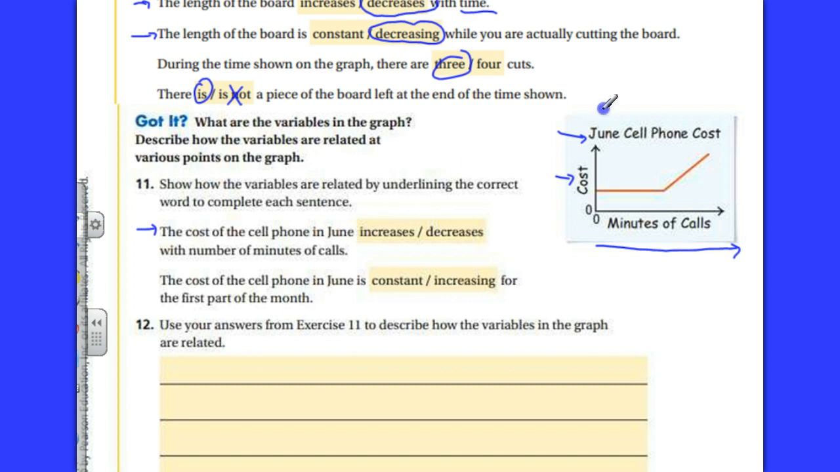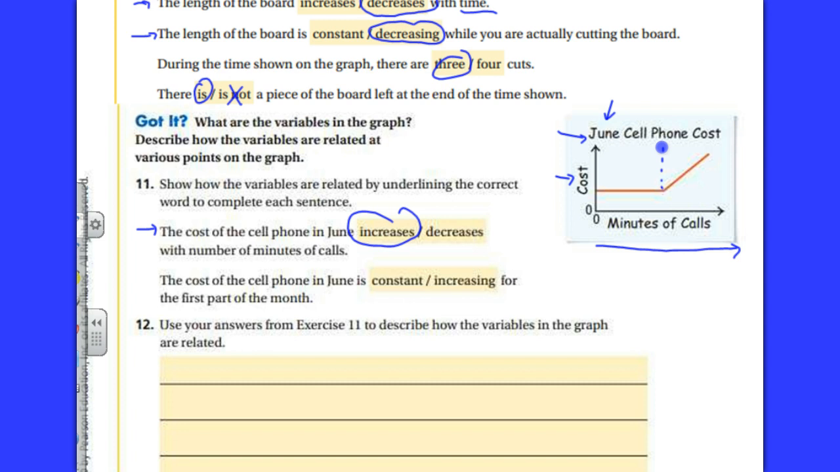And I think I was saying June as a person. It's June as the month of June is what it really is. Let's see, as the cost of the cell phone in June increases or decreases with the number of calls. Well, it's interesting because it's constant, but then it goes up. So over the full period of time, we would say that it increases because it does increase after a certain period right here.